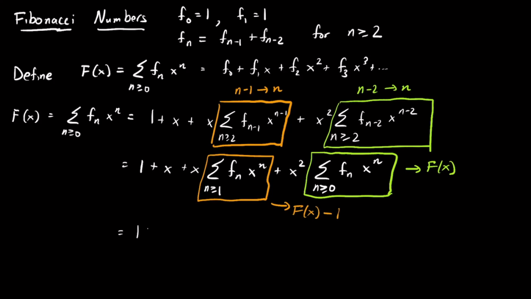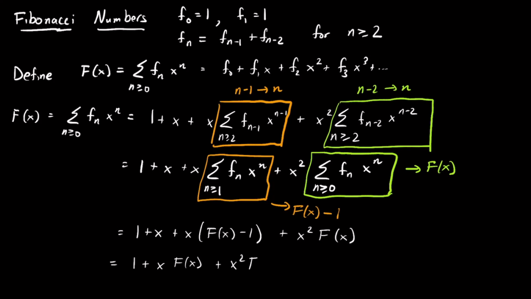I'm looking at 1 plus x times f of x minus 1 plus x squared times f of x. Okay, so if I simplify this, I'm going to get 1 plus x times f of x plus x squared times f of x. Okay, so now I have this very nice recurrence for f of x. So let's clean this up and see where this gets us.